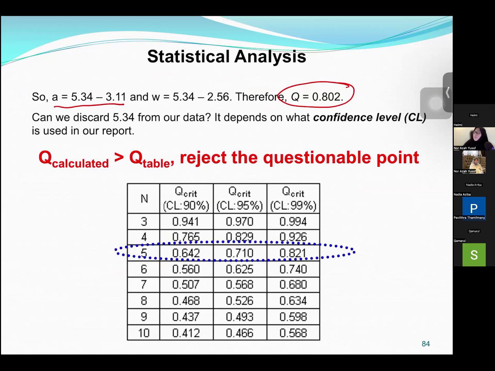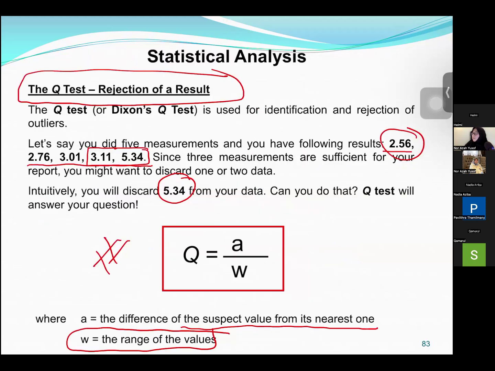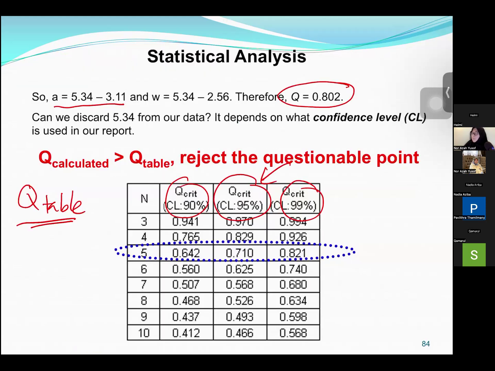Right. So we have to look at the Q table. If you forgot, then you have to look back at how to read the table. So this is the table. You have to decide at what confidence limit you want to use: 95%, 99%, or 90%. Is the question using 95%? No, it's not mentioned here. So let's decide on 95%.